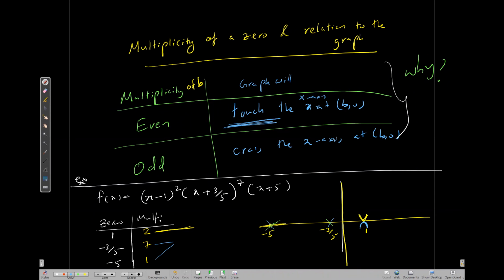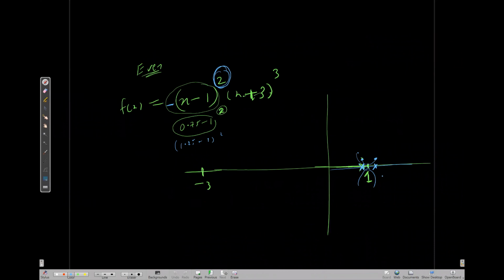But on the other hand, if it is odd, what will happen is, if I take two numbers close to this, one will be positive and one will be negative, or the other way around. So it will go like this, or it will go like this. So I hope that part is understood. And then, I think that's enough examples for today's lesson.